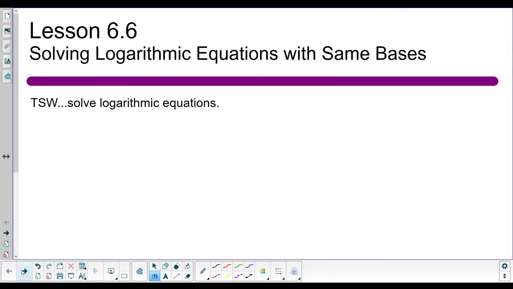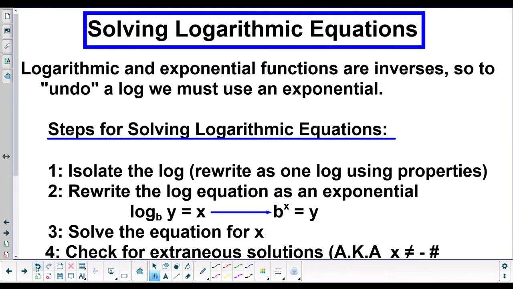Let's go talk about some strategy first. If we're going to solve a logarithm, we have to do some inverse operations, right? So the first thing we want to remember is the inverse of a logarithm is an exponential. So if we have a log equation, we're probably going to have to rewrite it as an exponential to get it to work out. That's one strategy we have.